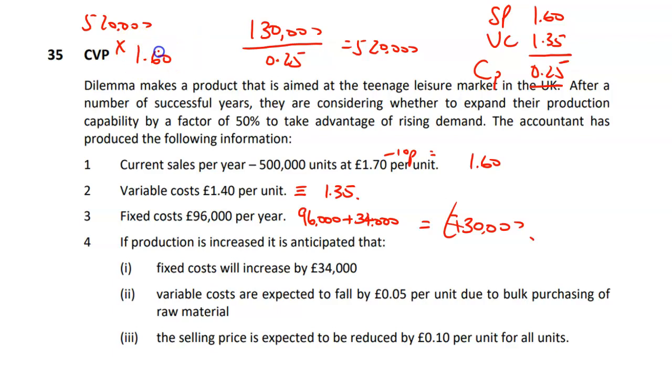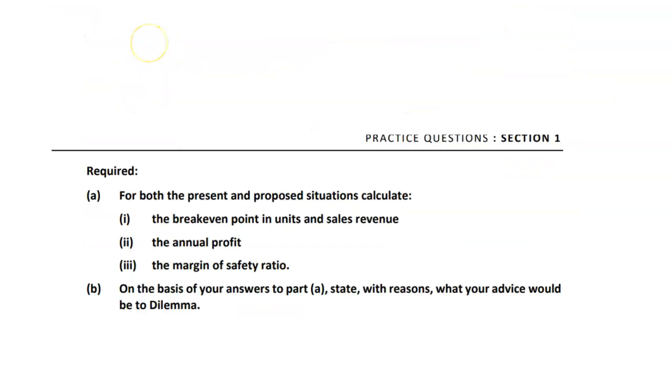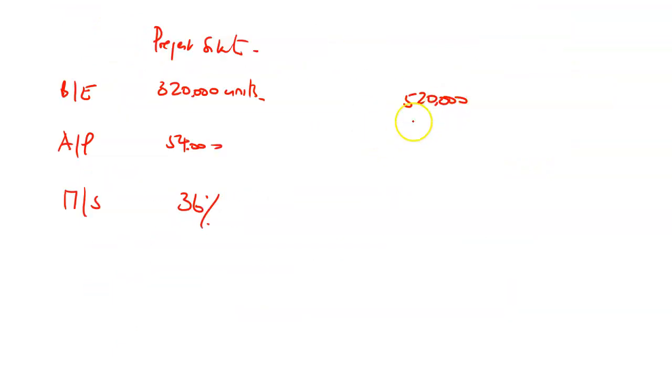So 520,000 times £1.60 is 832,000, right? Because the new selling price is £1.60 a unit. You're selling 520 of those, so you have 832,000. I'll just write here revenue.